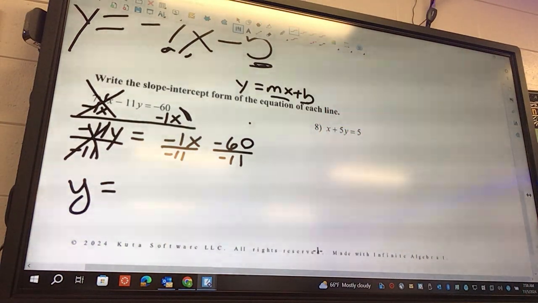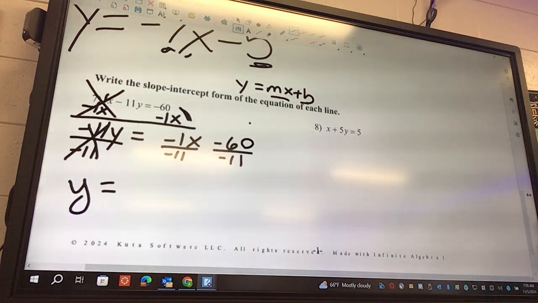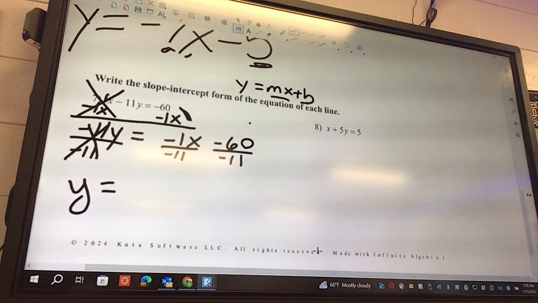You're going to hit your fraction button on the calculator. You guys know we use a calculator almost every day in this room. Let's go.